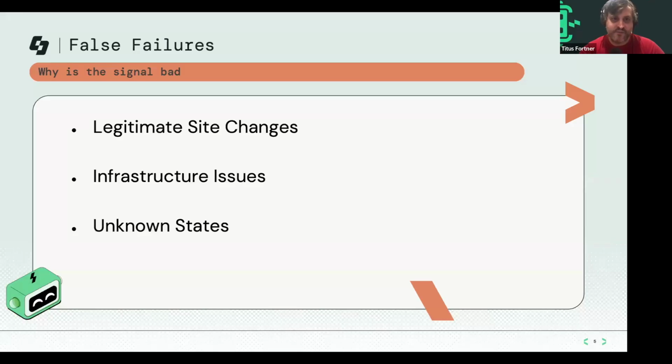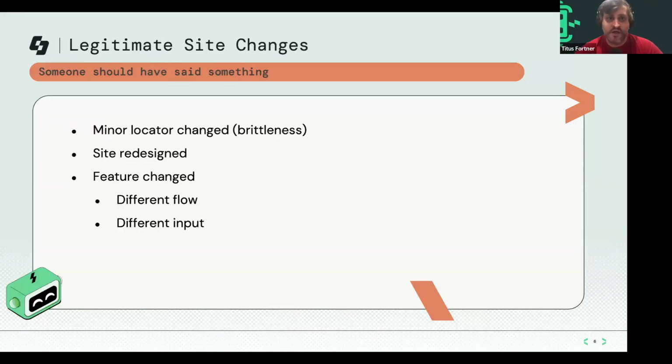There's 10 ways here. So legitimate site changes. So some minor locators changed. This is one that I think we overcorrect on. We think, the locator's brittle, something's changed. As long as you're not using full path XPath to locate elements, right? If you hard code that in, then any change anywhere in the DOM is going to break everything. As long as you're not doing that, you probably are overcorrecting on brittleness.